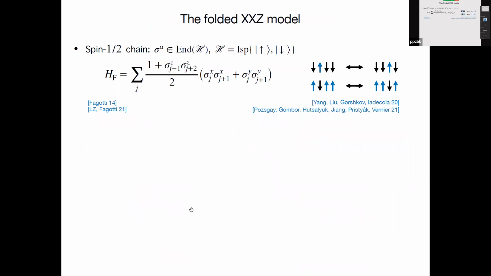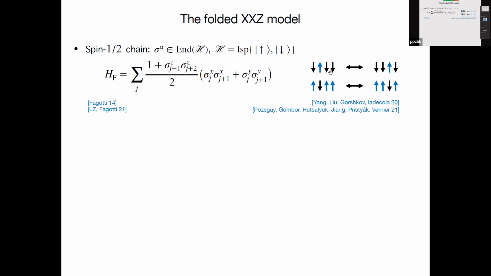So what happens if I do this in the XXZ model? I have a spin chain, with sigma alpha Pauli matrices. Each local Hilbert space is a linear superposition of spin up and spin down. And this is basically the model that I get. There is a nearest neighbor hopping term, which is constrained by the outer spins.